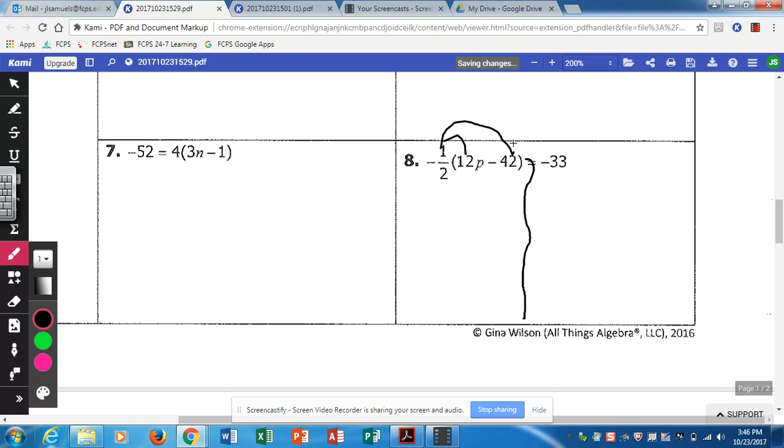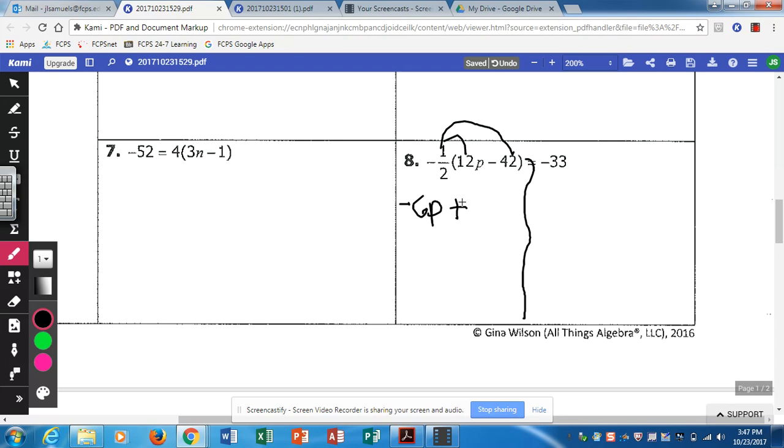And we have a negative 1/2 times 12. Well, that's the same thing as 12 divided by negative 2. And a positive divided by negative always equals, you're right, a negative. So negative 6p. Okay. And then we have negative 1/2 times negative 42. Well, negative times a negative always equals a positive.